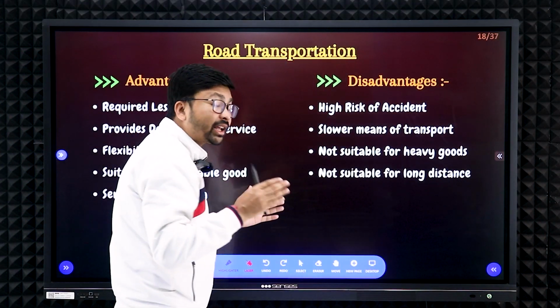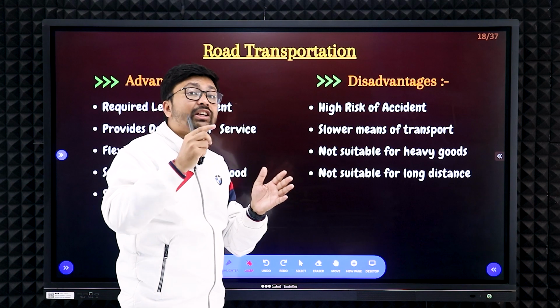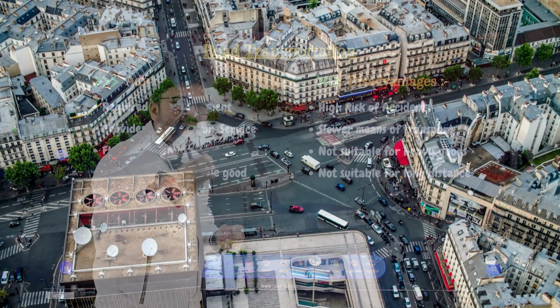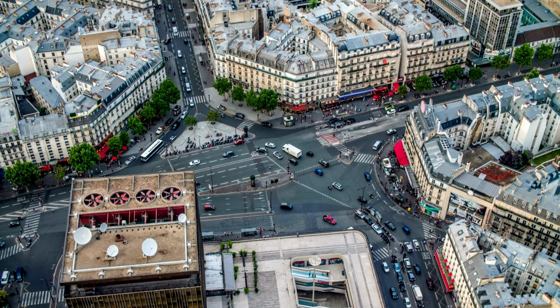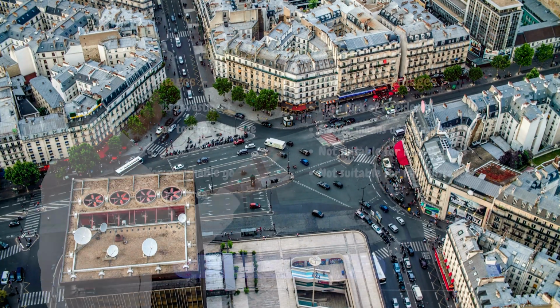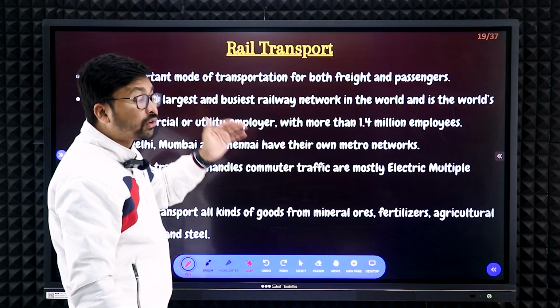Now, what are the disadvantages? Disadvantage means, what are the problems with the roadways? Problems of traffic and chances of accidents are more with the roadways, right? Now, next we will discuss rail transport.